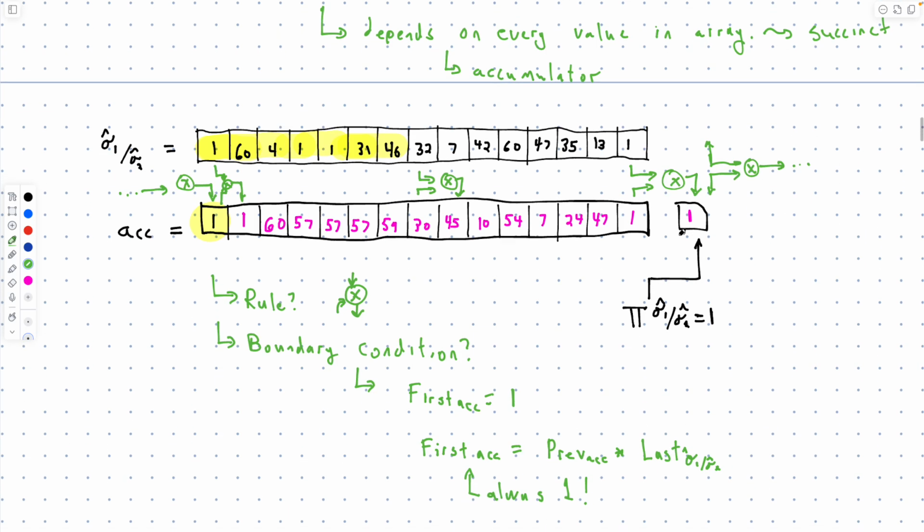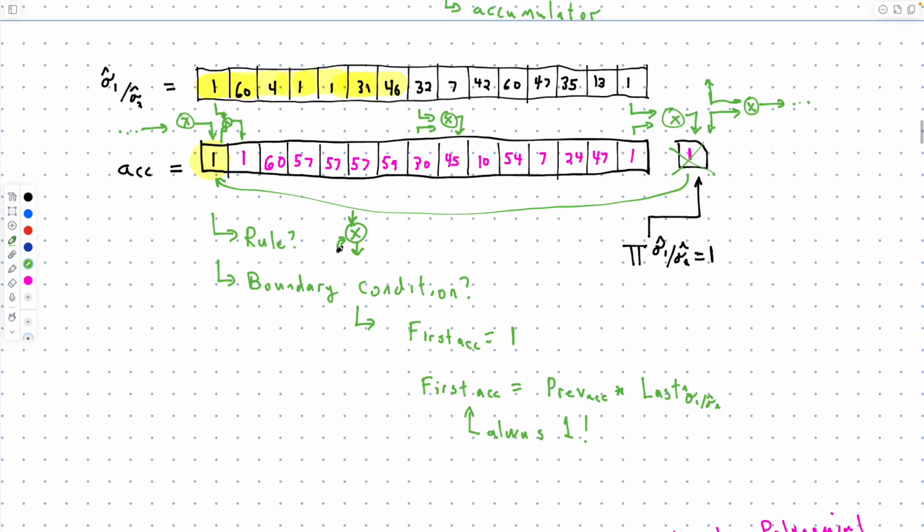So what I'll do is I don't need this constraint. I'll just move this over here. So in other words, the rule that I'm applying at every cell looks like this. Sorry, I redrew it.